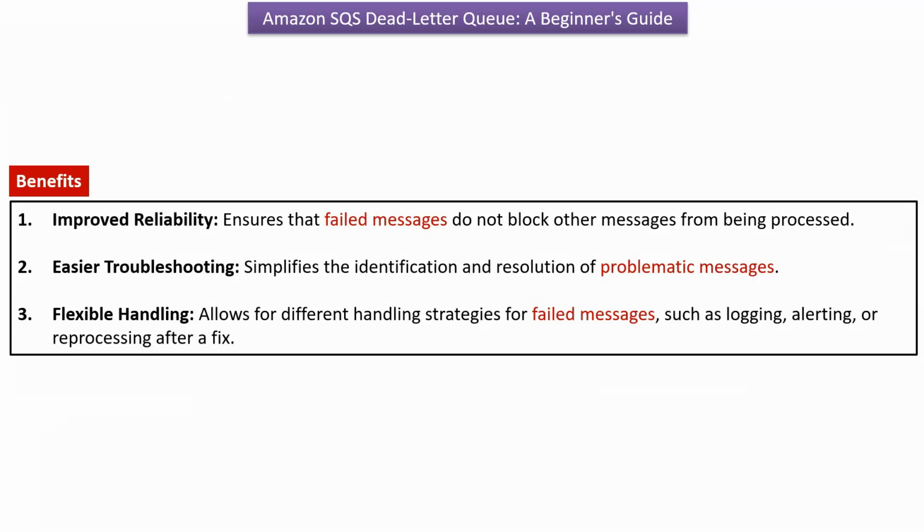Now we will see the benefits. First point is improved reliability. Ensures that failed messages do not block other messages from being processed. Second point is easier troubleshooting. Simplifies the identification and resolution of problematic messages. Third point is flexible handling. Allows for different handling strategies for failed messages like logging, alerting, or reprocessing after a fix.